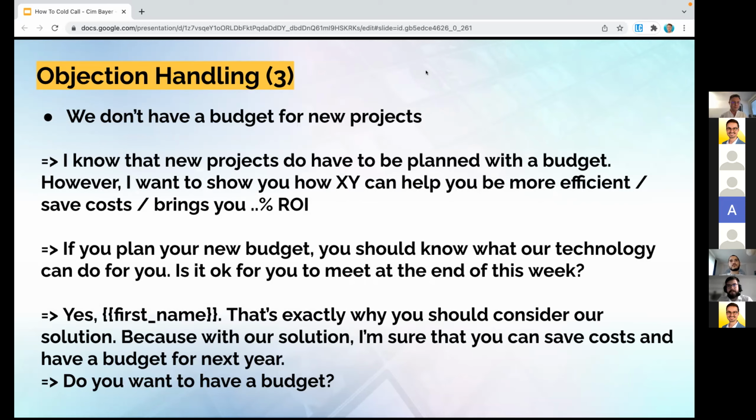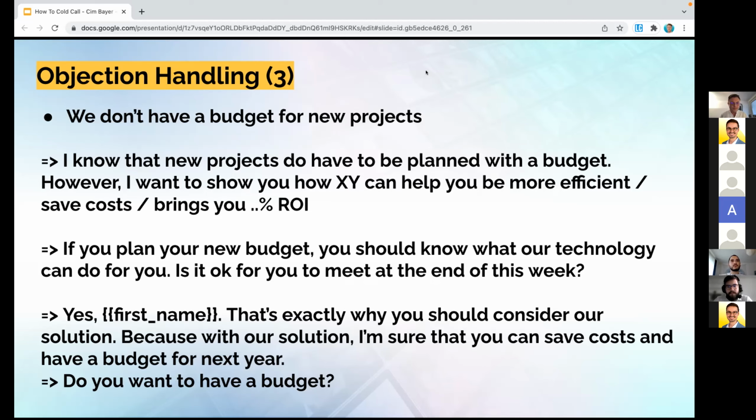Or another one would be, if you plan your new budget, you should know what our technology can do for you. Is it okay for you to meet at the end of this week? Because when you consider a new budget for next year, for 2022, then they should definitely know what is out there, what is the offering. And that's why they should consider you. That's always a nice hook.